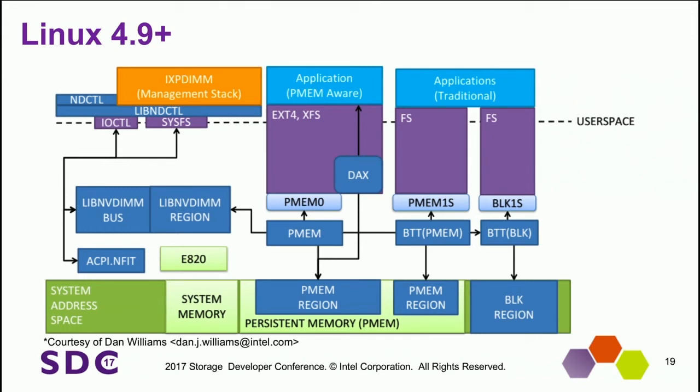Direct access to persistent memory is provided by DAX file system extensions to bypass the page cache and block layer to mmap persistent memory from a persistent memory device directly into a process user space.